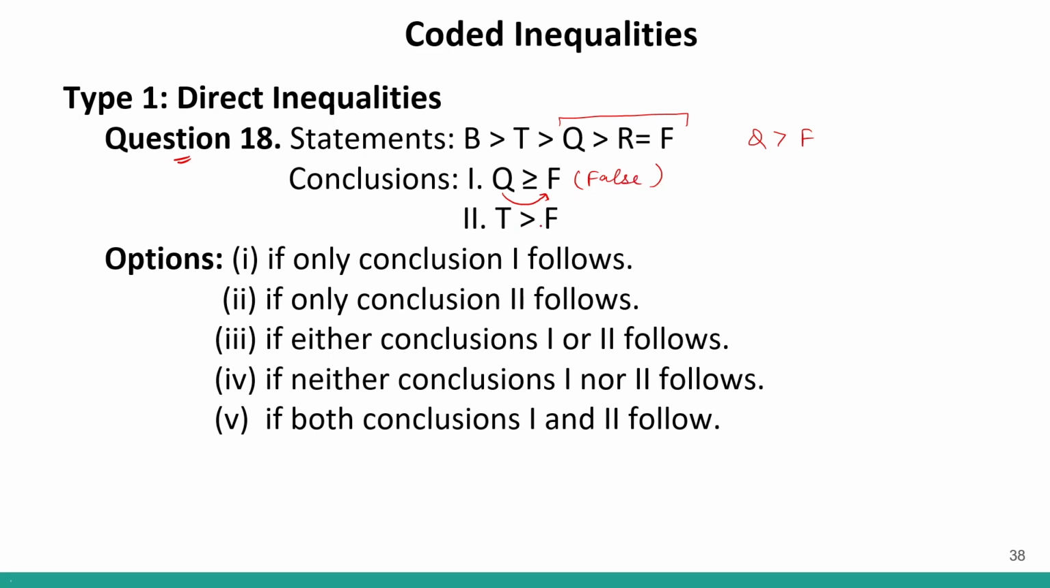Second is T is greater than F. That means we will move to T to F. Correct? If I move to T to F, I can move from T to Q, Q to R, R to F. So this is true. So my answer will be only conclusion 2 is true, which is given in option number 2. Therefore, this will be my answer. Clear?